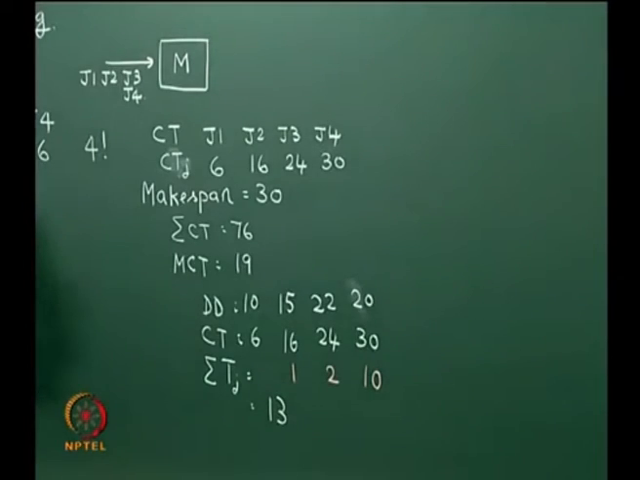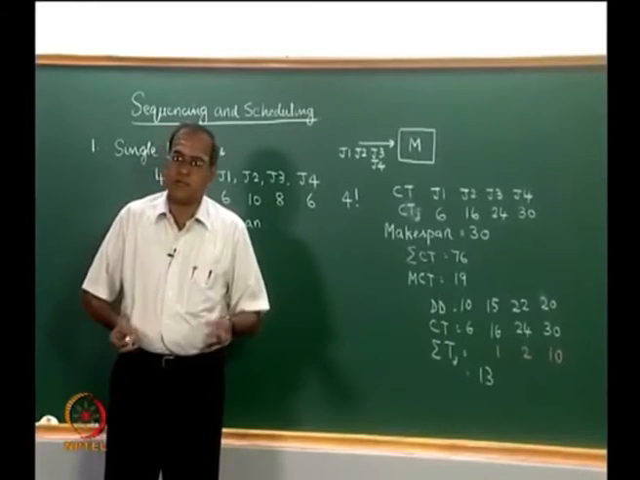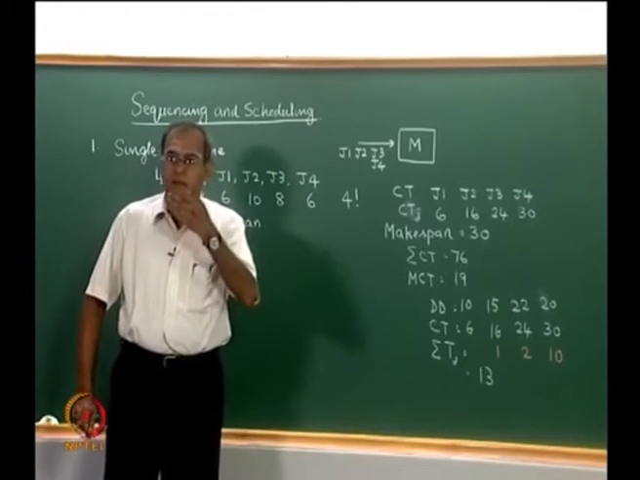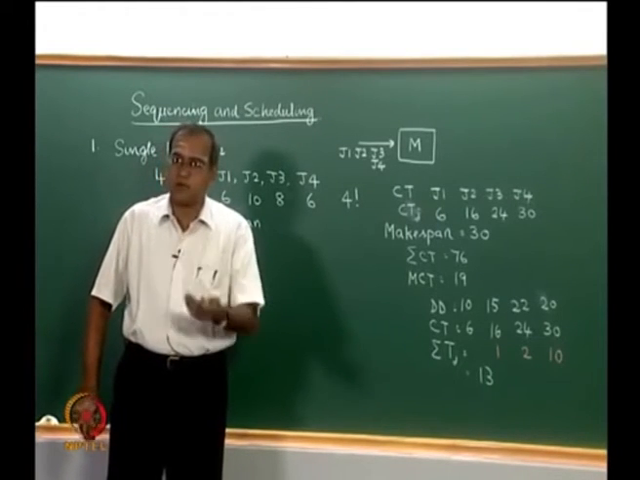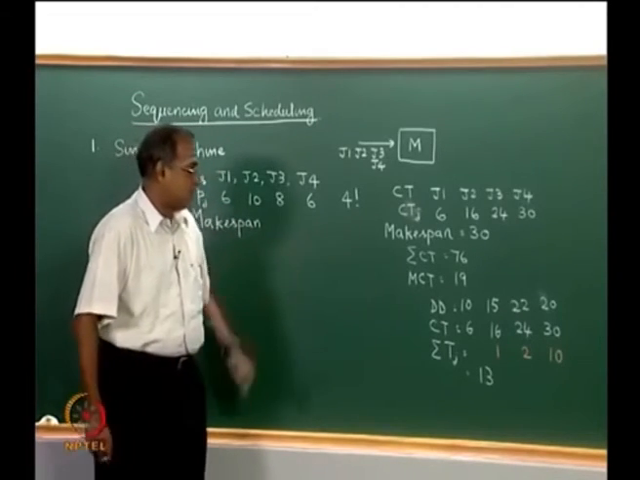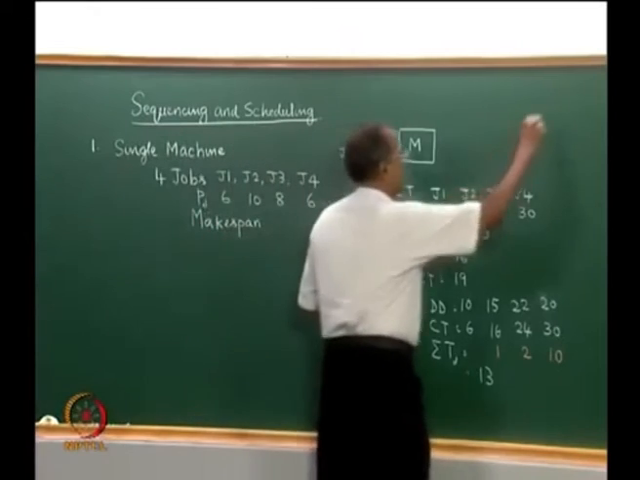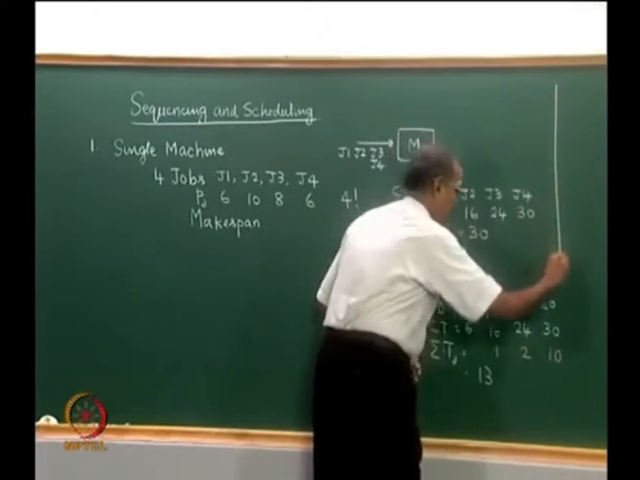Now, the optimization problem is: what is the sequence that minimizes makespan, what is the sequence that minimizes mean completion time or sum of completion times, what is the sequence that minimizes total tardiness, and so on. We will now address these objectives in a little more detail.